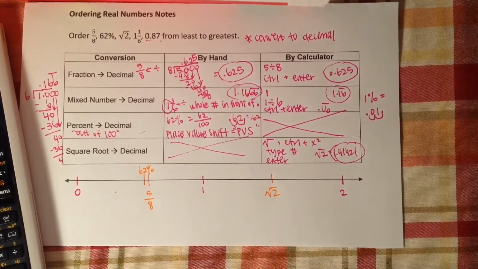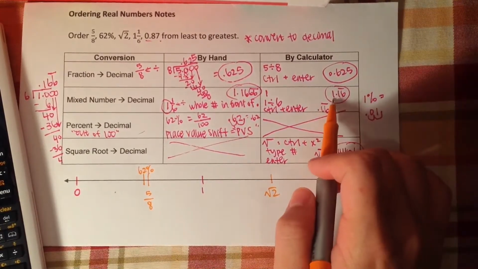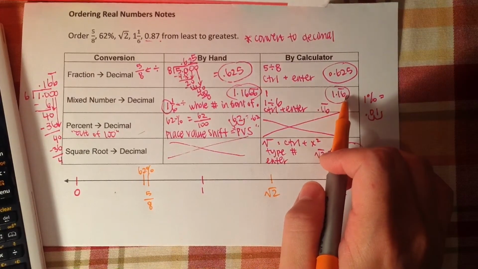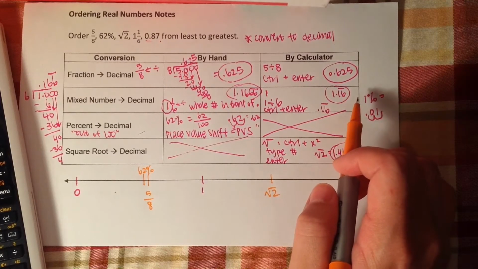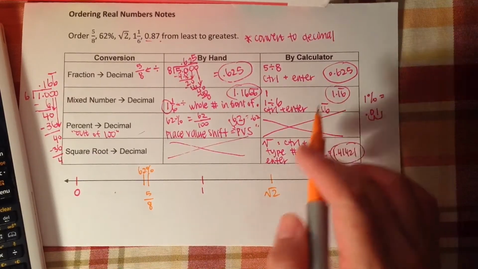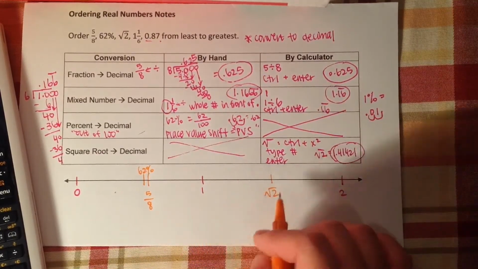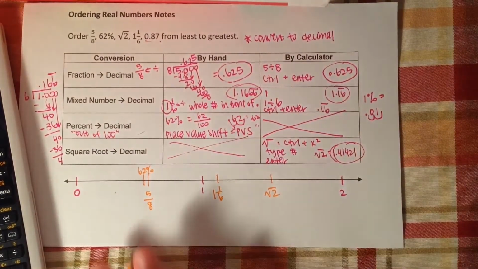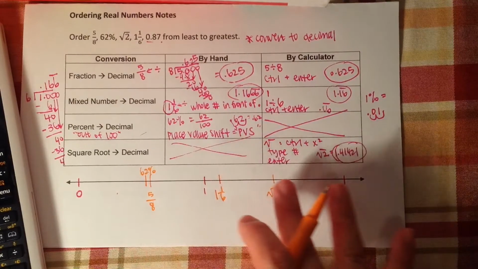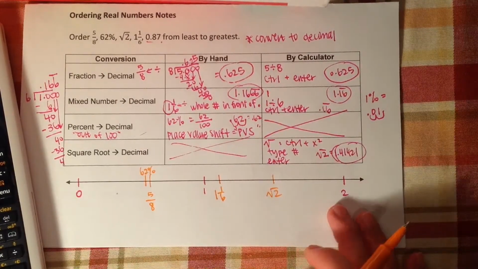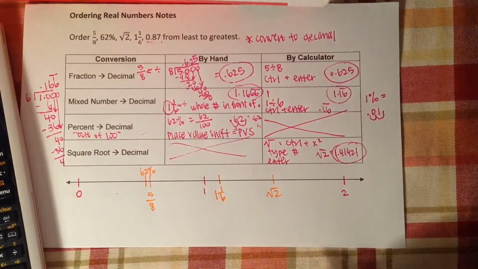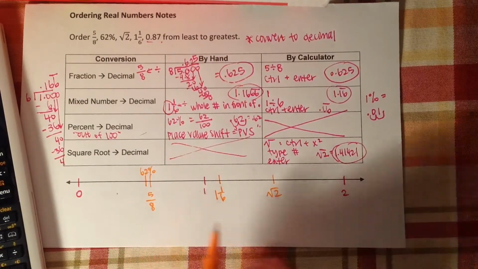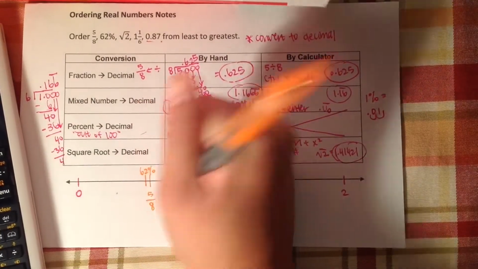And then we have 1 1/6, which is 1.1 with the 6 repeating. And so we know that that is a little bit closer to the 1 than the square root of 2 is. So we put 1 1/6. You're estimating here, so just make sure that it makes sense in relation to the other numbers. And then 0.87. 0.87 is obviously bigger than 0.625, but less than 1, so it could go right there.